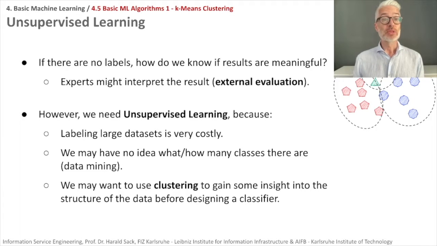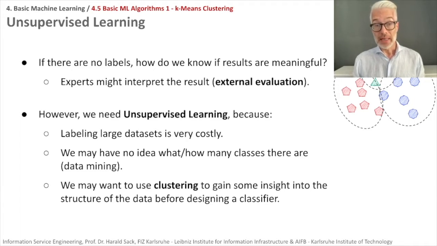How can we do that? If there are no labels, how do we know if the results that our clustering produces are meaningful? Because we can't compare them like in supervised learning. We don't have a supervision. So to get any kind of evaluation, we have to do our clustering and then show our results to experts in the field. And these experts then have to read them, interpret them, and tell us whether they are meaningful or not.